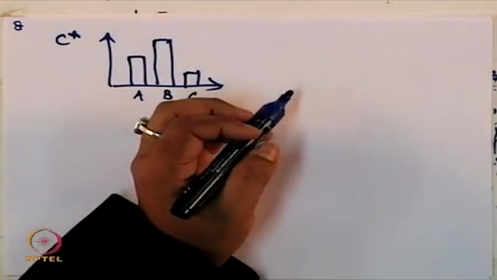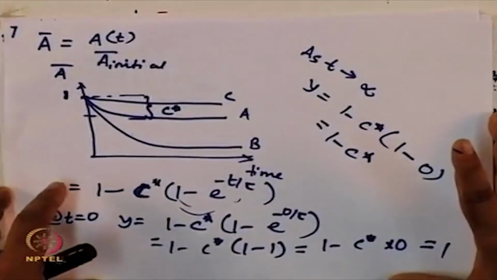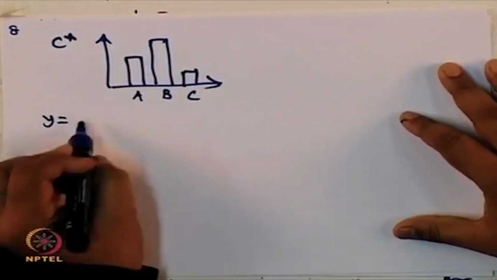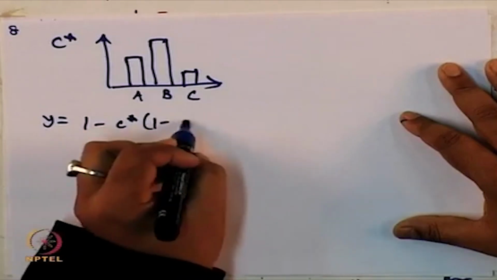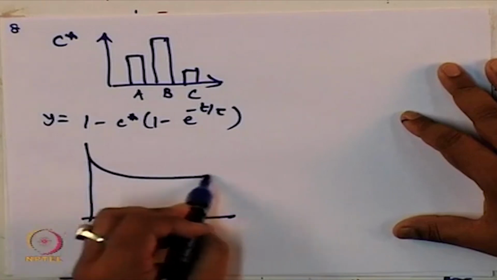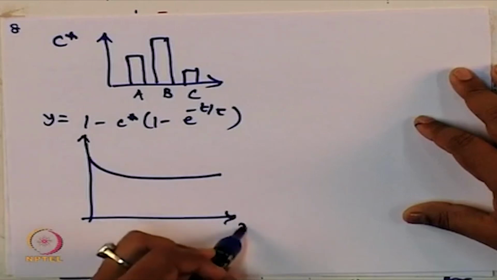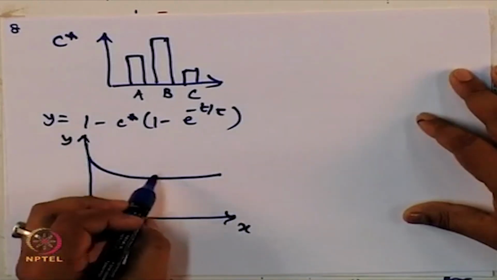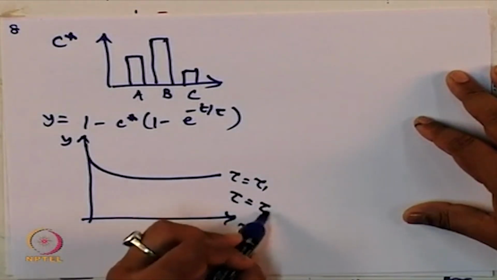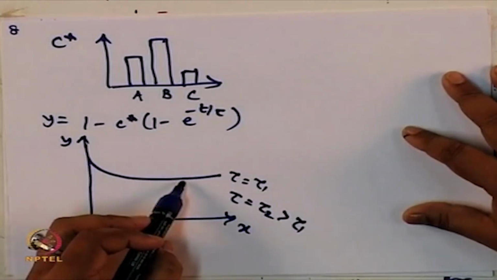I can also find out the characteristic time constant. Okay. So, I have this particular equation, y is equal to 1 minus C star into 1 minus e to the power minus t by tau. Okay. So, let us say this is for a particular value of tau. This is my x, this is my y, this is for one particular value, tau equal to tau 1. So, if tau equal to tau 2 is greater than tau 1, then I know that this process should get delayed.